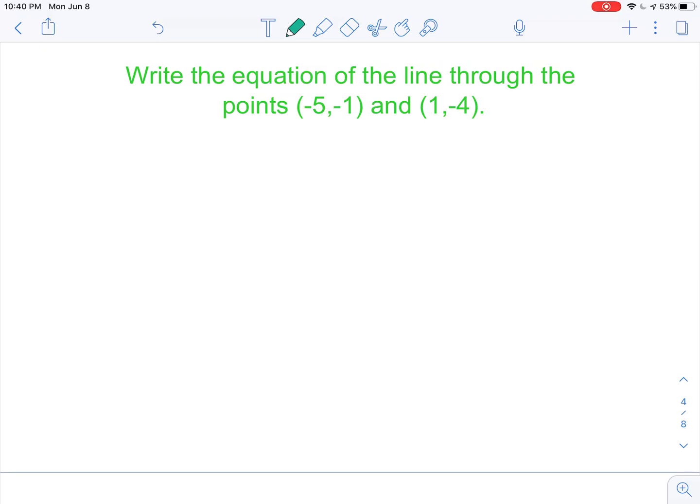So now write the equation of the line through the points negative 5, comma 1, negative 1, and 1, comma negative 4. So notice here we only are given 2 points. It doesn't tell us anything about the slope, but anytime we are writing the equation of a line, we must have a slope. Okay, so what do you think we're going to do here? We're going to find the slope of this line first.